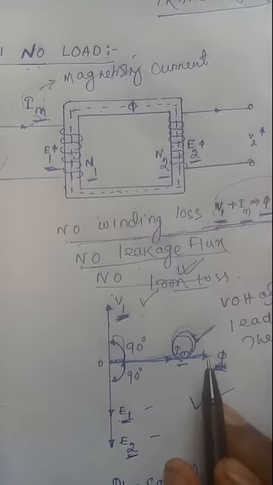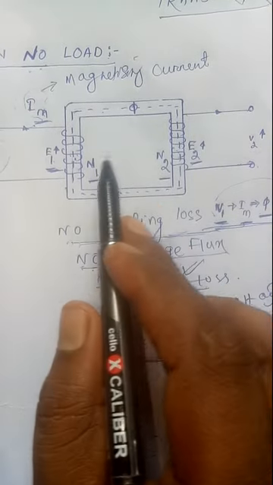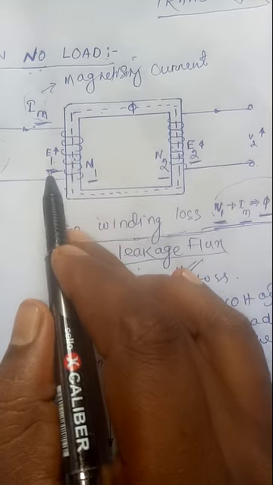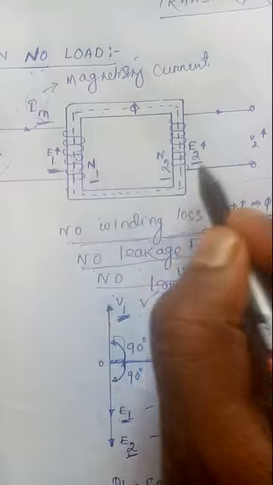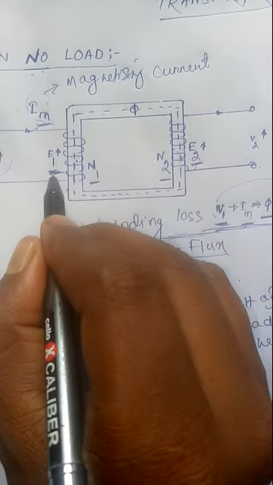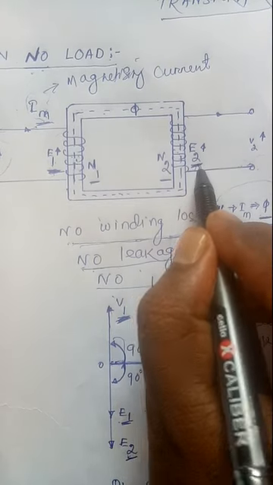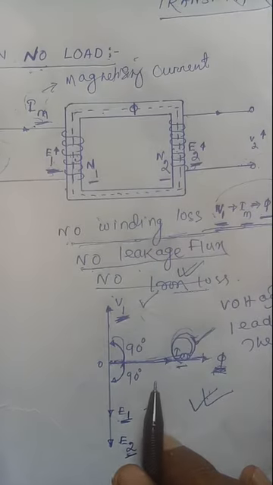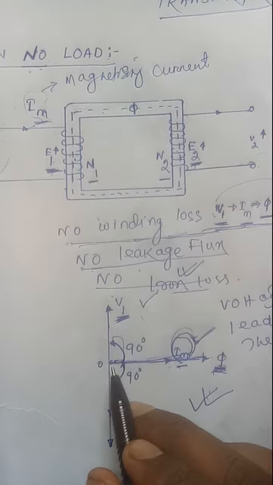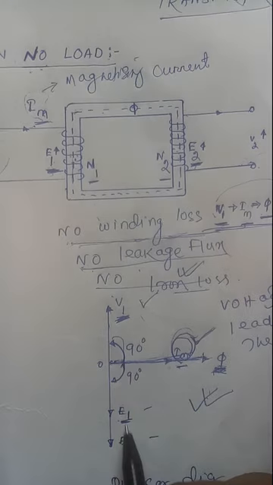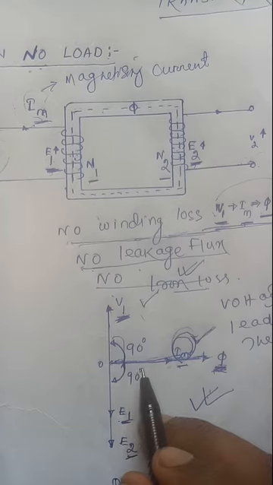So Im will lie over phi. Now the same flux links to both primary as well as secondary winding, so an EMF will be induced on both sides. The induced EMF on the primary side is E1, and the induced EMF on the secondary side is E2. This E1 and E2 lag the flux by an angle of 90 degrees.